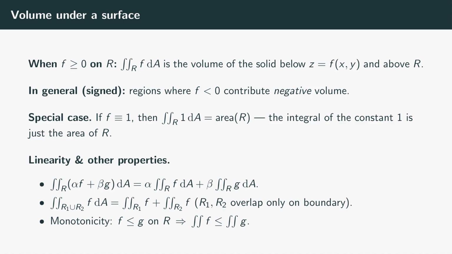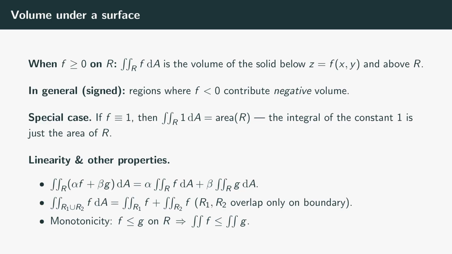Now the geometry. When f is non-negative on capital R, the double integral has a clean interpretation. It is the volume of the three-dimensional solid that sits above the region capital R in the xy plane and below the surface z equals f of x, y. Each term f of x sub i star, y sub i star times delta capital A sub i in the Riemann sum is the volume of a thin rectangular column. The sum approximates the total volume, the limit is exact. When f takes both positive and negative values, the integral is signed volume, regions where f is less than 0 subtract.